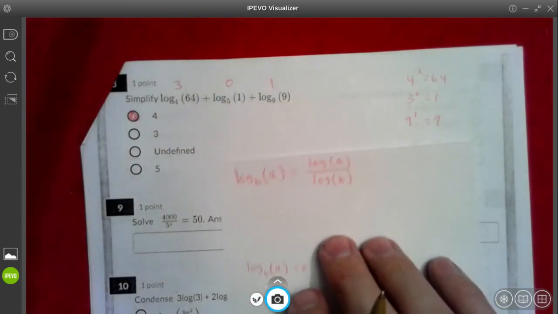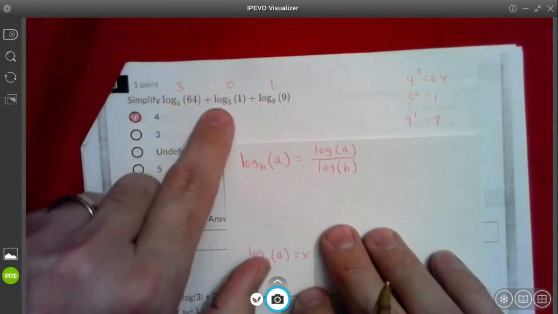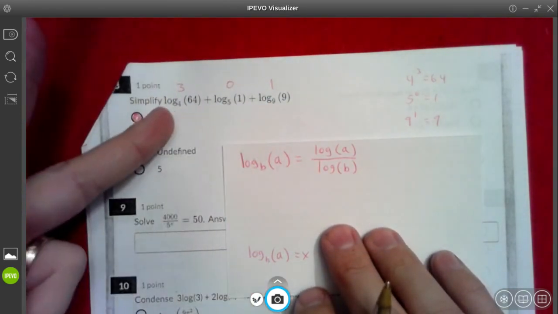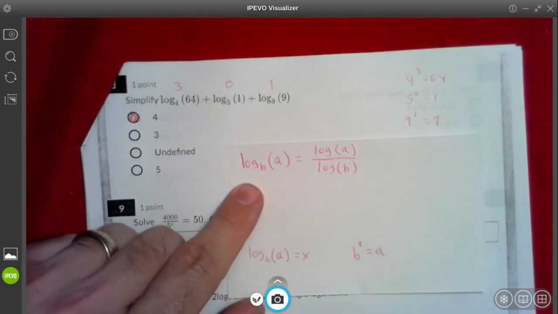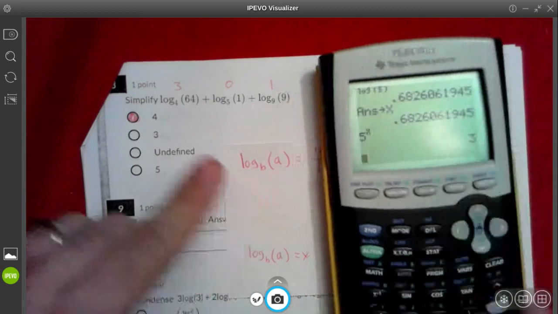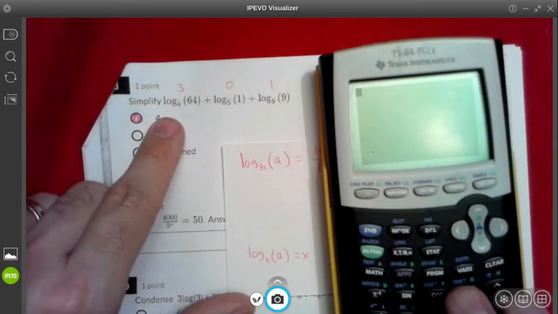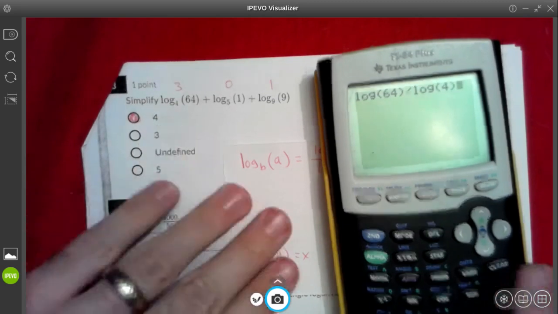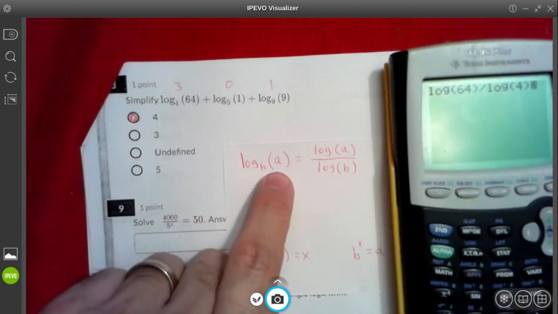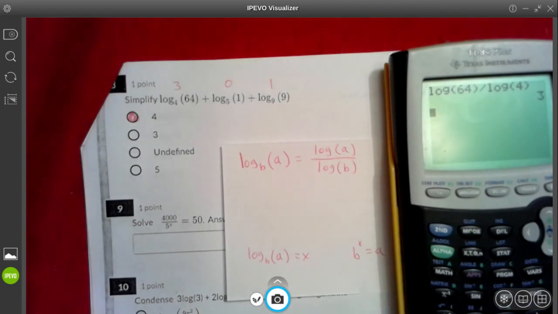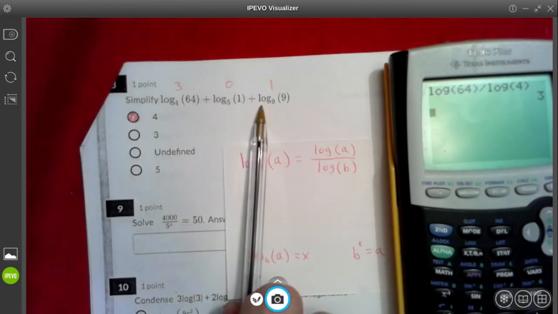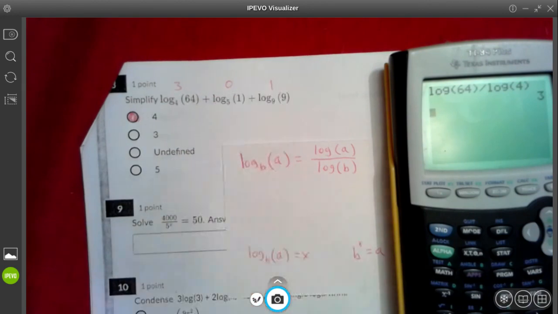The other way that you can evaluate logarithms like this, since they're not just the standard base 10, is you can use this little change of base formula. So for log base 4 of 64, you could do log 64 divided by log 4. Oh, sorry, I'm covering it up. Log 64, which is on top, and then divided by log 4 on the bottom. And that gives you 3. And if you work that out for each of these, it'll give you the answers that I got above there.